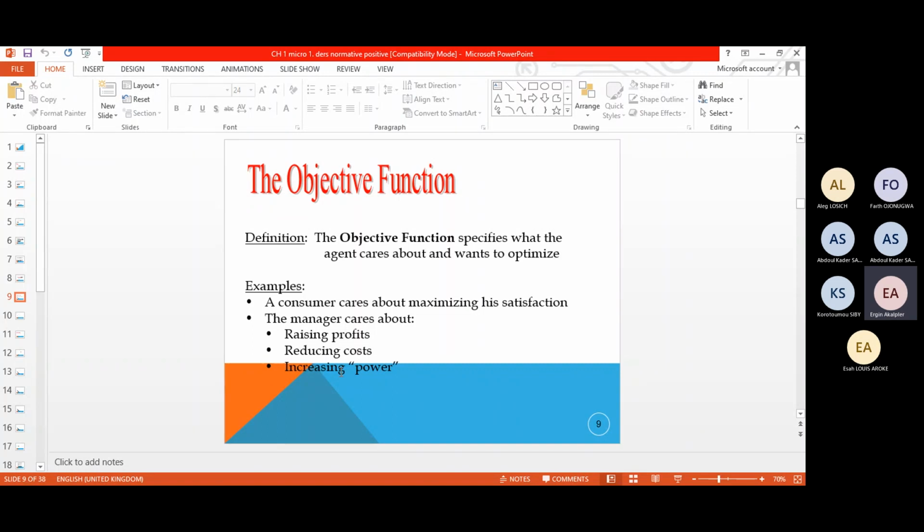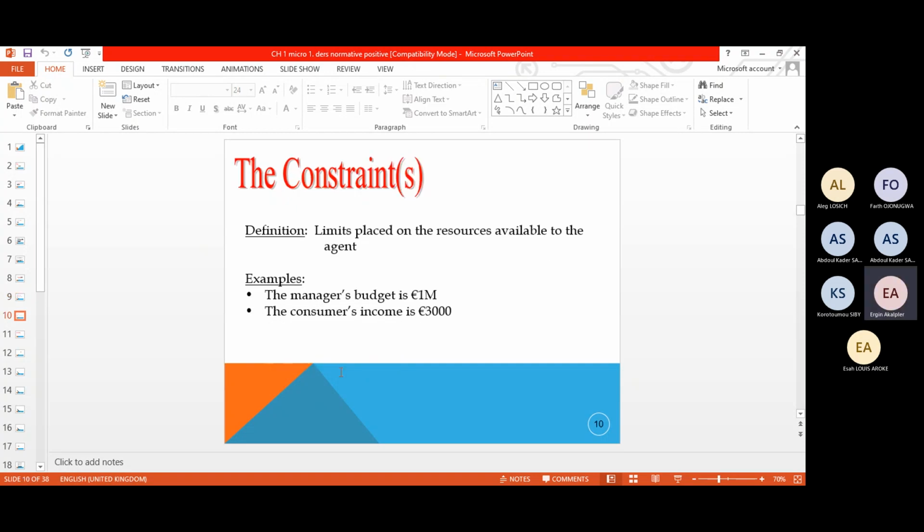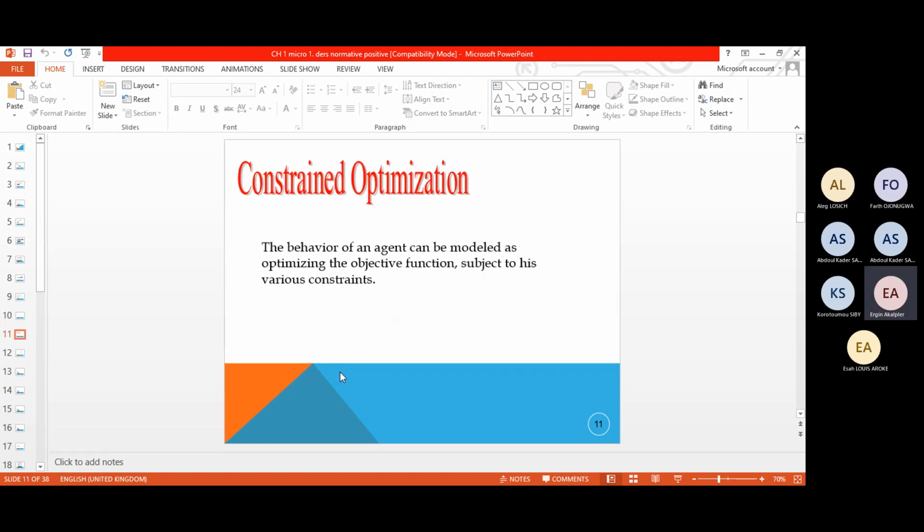For example, a consumer cares about maximizing his satisfaction, and the manager cares about raising profits, reducing costs, and increasing power. This is another example of the objective function. The constraint here defines the limits placed on the resources available to the agent. An example is given: the manager's budget is 1 million euro, and the consumer's income is 3,000 euro. Therefore, the behavior of an agent can be modeled as optimizing the objective function subject to his various constraints.